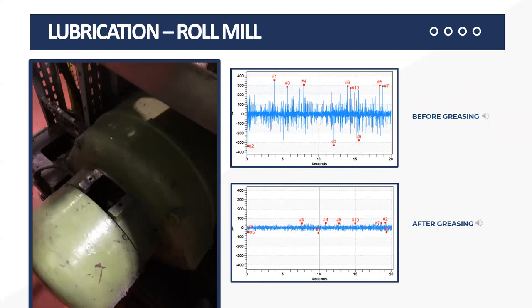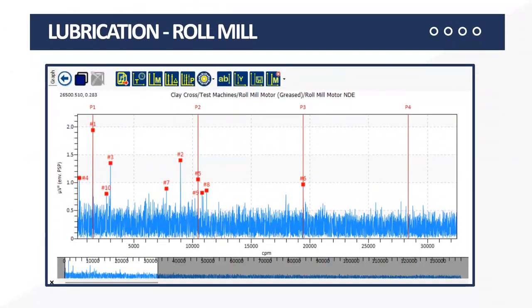When we look at the fast Fourier transform, we can see that there is evidence of repetitive impacting in the FFT, and we could overlay this with fault frequency cursors to specifically find out, is this an inner race fault or an outer race fault? But there is evidence of repetitive impacting in here. So I can reduce the friction with lubrication, but I can't fix a bearing problem. At some point, this bearing is going to need to be changed.